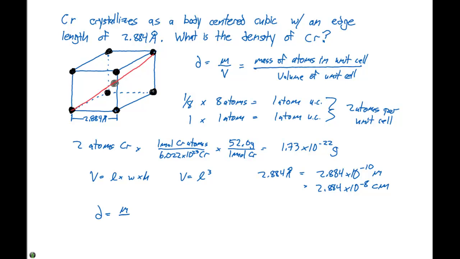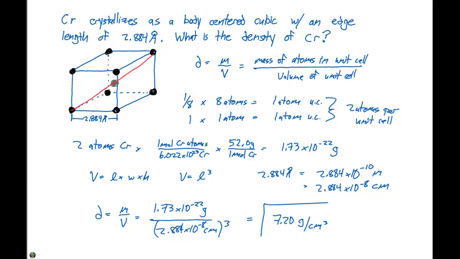So density, equaling mass divided by volume, is going to equal 1.73 times 10 to the minus 22 grams divided by 2.884 times 10 to the minus 8 centimeters, this raised to the third power. And that gives us a density of 7.20 grams per cubic centimeter.